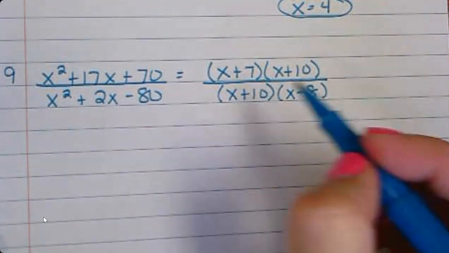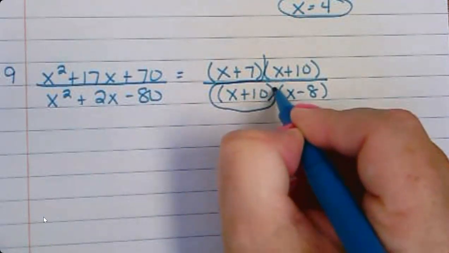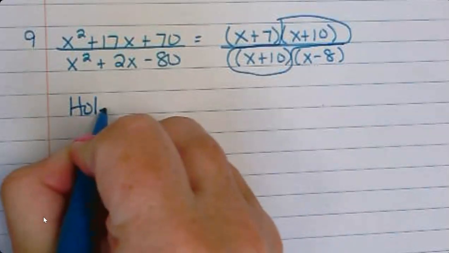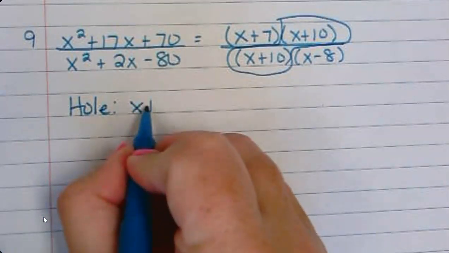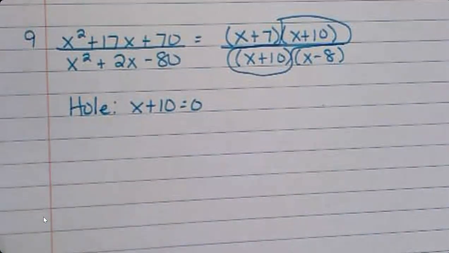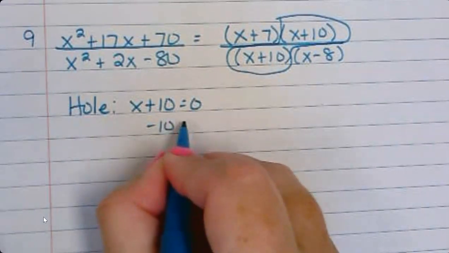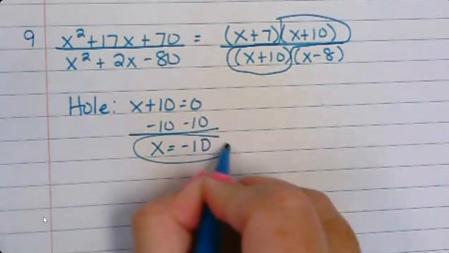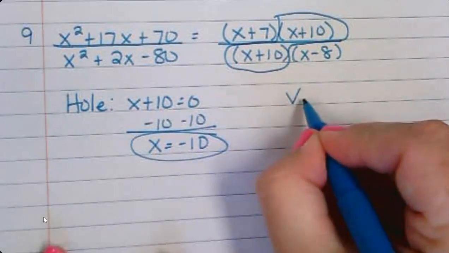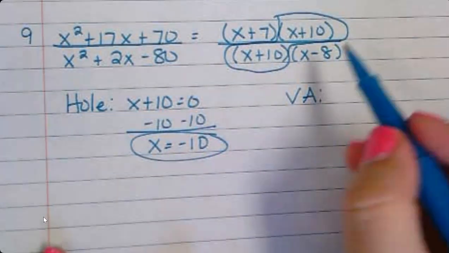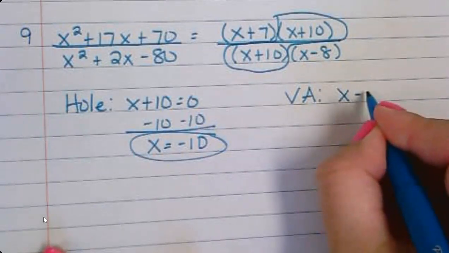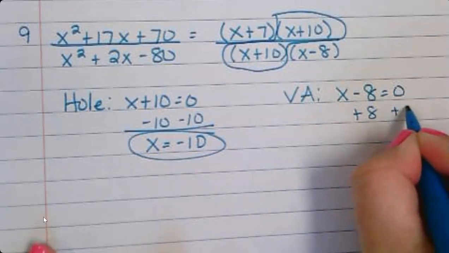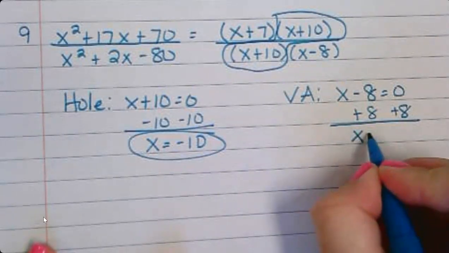Okay. Do we have a common factor? And the answer is yes. So we have a hole, which is x plus 10 equals 0. Subtract 10, subtract 10. So x equals negative 10. There's my hole. The vertical asymptote is that leftover again, so that's the x minus 8. We're going to add 8 to both sides, and we get x equals 8.